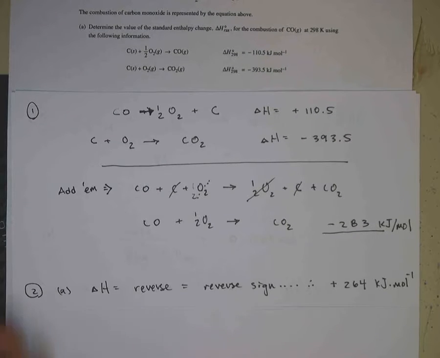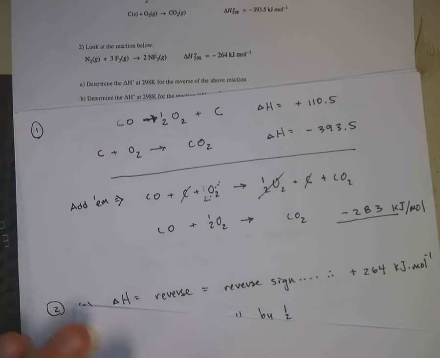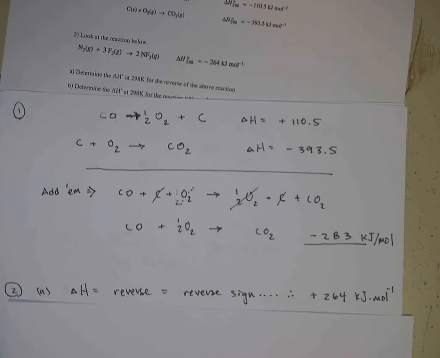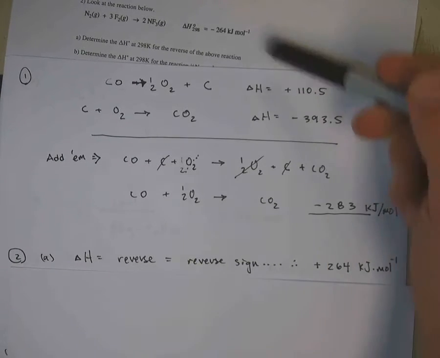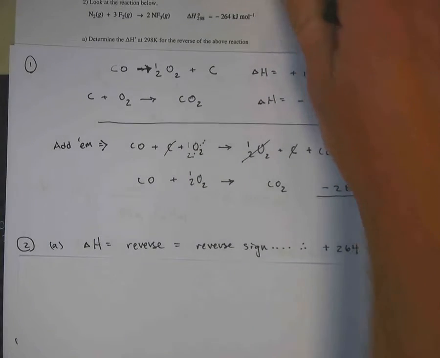Question number 2. This one says, look at the reaction below, determine the enthalpy change for the reverse of the reaction. When you reverse the reaction, you simply reverse the sign of the enthalpy. So just take 264 as a negative and make it 264 positive kilojoules.